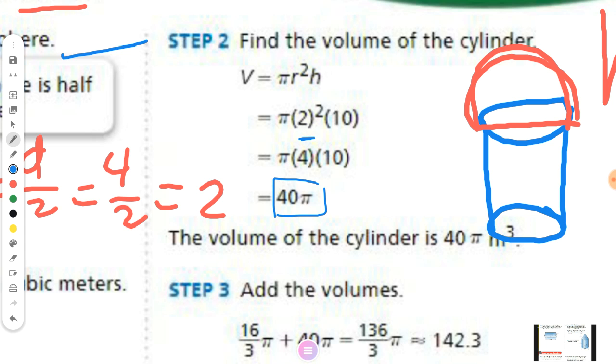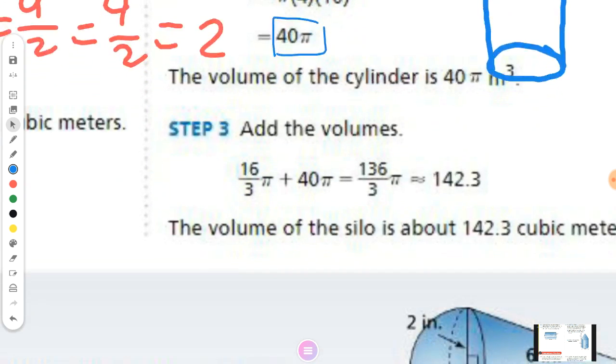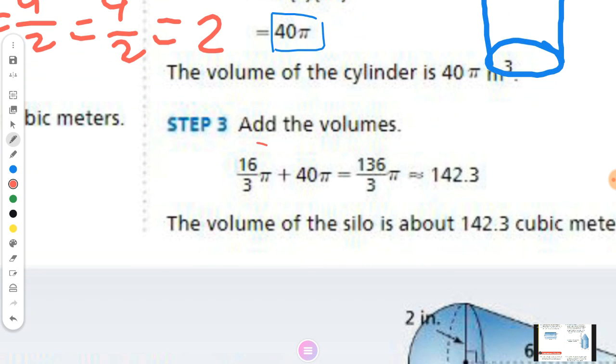Adding both volumes, of the hemisphere and the cylinder, it will give you at the end 16 over 3 pi plus 40 pi. By substitution, pi equals 3.14, so it will equal 142.3. This is how to find the volume of a composite figure. Let's try to solve one by ourselves.